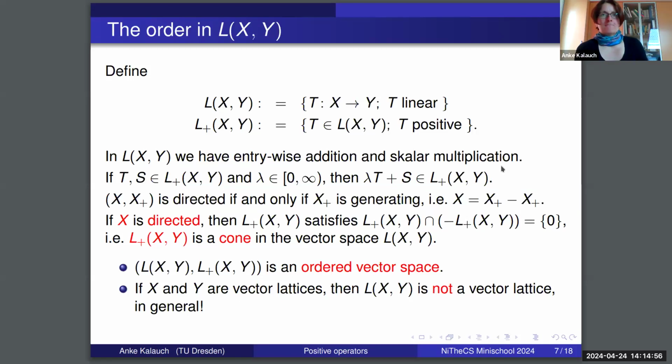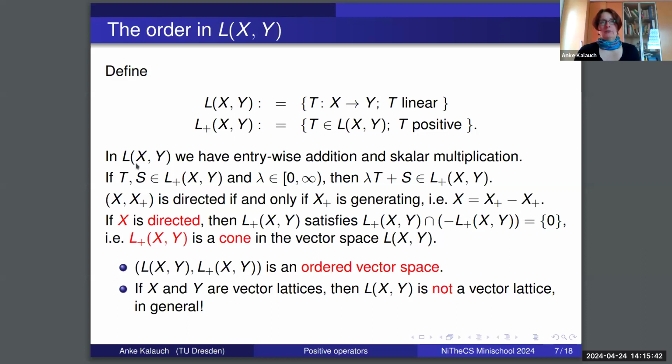Okay, before I go through these classes of operators, I would like to discuss a bit the set of all these positive operators. So we go now one step up. We take the set of all linear operators from X to Y. Of course, there we have a natural vector space structure. We can add operators and we can multiply with numbers. And then we can look at the set of all positive operators and check which properties we have here.